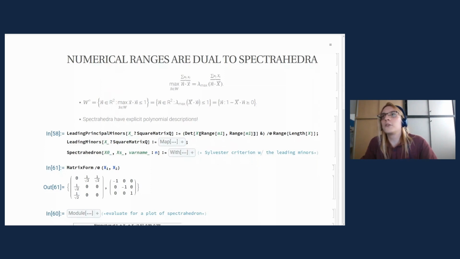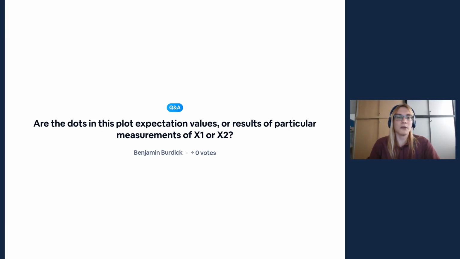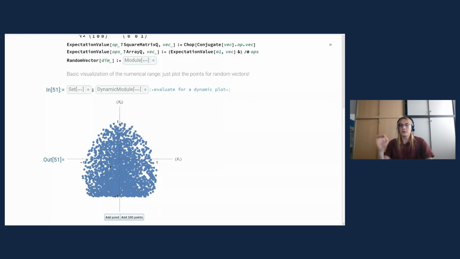All right, so let me see new questions. Are the dots in this plot expectation values or results of particular measurements of x1, x2? So I believe you are asking about plots like this. These are the expectation values for a certain vector, because in each measurement you only get a single click of your experimental device, and you need to run your experiment with the same state a whole load of times to get the expectation value, and a single point is a result of multiple runs of an experiment to get both of the expectation values.